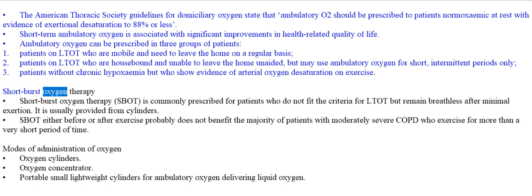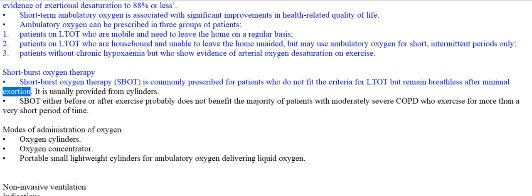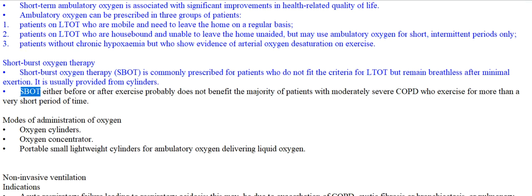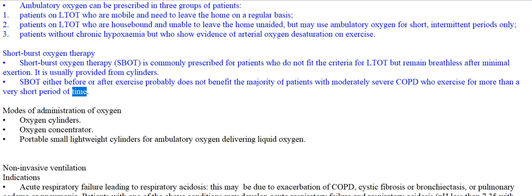Short burst oxygen therapy. Short burst oxygen therapy, SBOT, is commonly prescribed for patients who do not fit the criteria for LTOT but remain breathless after minimal exertion. It is usually provided from cylinders. SBOT either before or after exercise probably does not benefit the majority of patients with moderately severe COPD who exercise for more than a very short period of time.